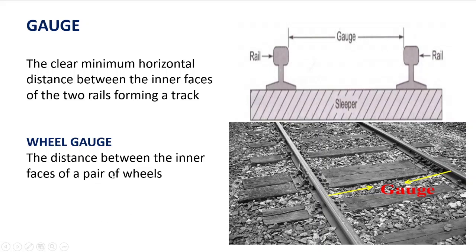Wheel gauge. The distance between the inner faces of a pair of wheels is called wheel gauge. So in this image we can see these are the two rails, and the distance between the inner faces of the two rails is nothing but the gauge. Similarly, wheel gauge is the distance between the inner faces of a pair of wheels.